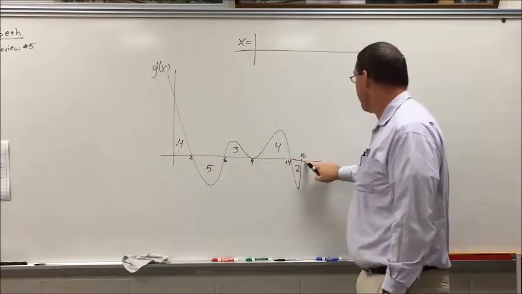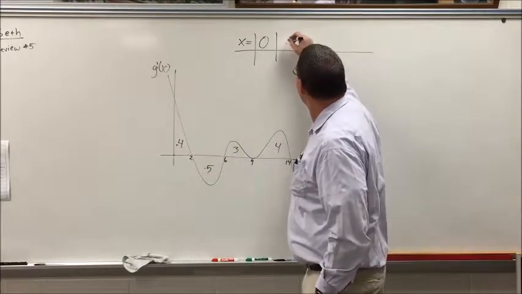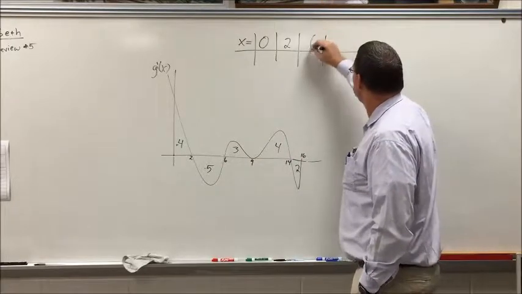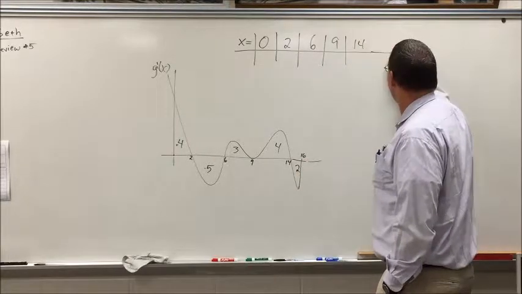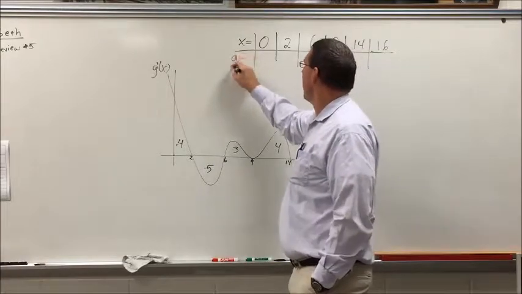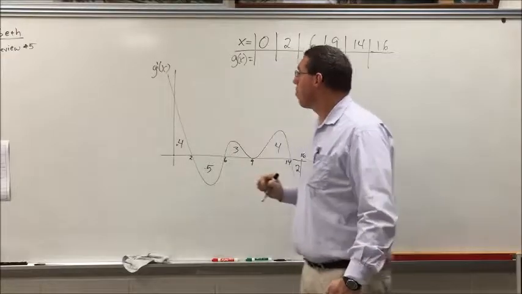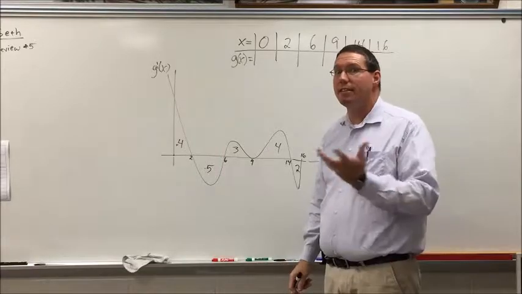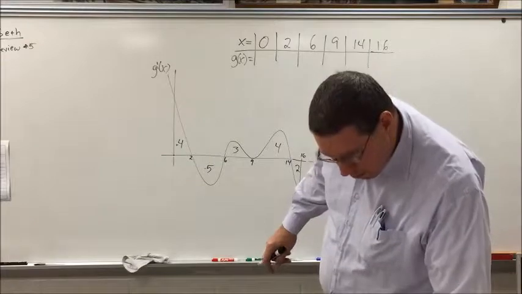So I need 0 and 16, so I'll put 0 up here. And then I need 2, then 6 and 9, and then 14, and then 16. And then I need g of x. Well, g of x is the antiderivative of g prime of x, so all of these output values are going to be definite integrals.